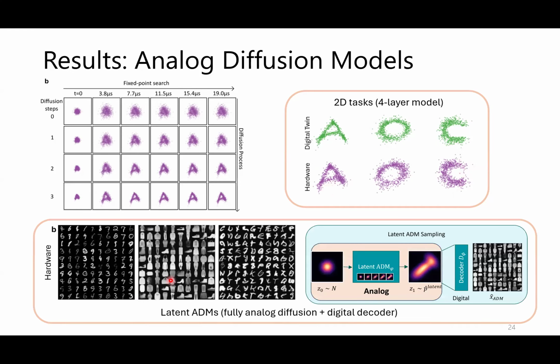But with a latent space model, where there's an input and an output layer as well, we are able to do full image diffusion of full images. For example, here in what's labeled panel B, there are some letters, MNIST, these have been generated now by the hardware, or some samples from the Fashion MNIST data set.